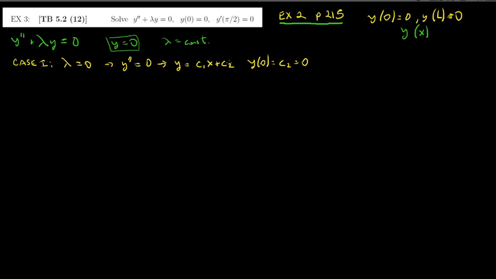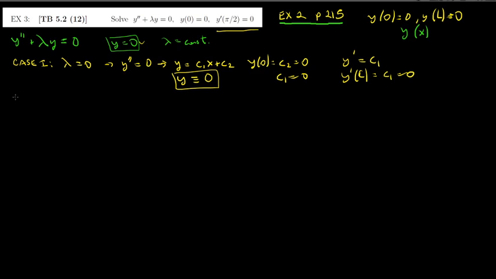Okay, so C2 is 0, but now we need this boundary condition here, which has to do with y prime. Well, y prime, of course, is just C1. So it doesn't matter what number you plug in for x. There's no x. This is just C1, which is 0. So you get the same conclusion. C1 is 0, which means if C1 and C2 are 0, you only get the trivial solution. Y is identically equal to 0. Okay, and we already knew that that was going to be a solution anyway.